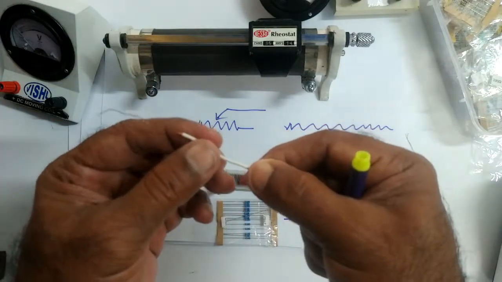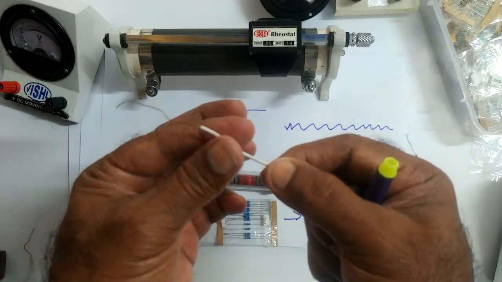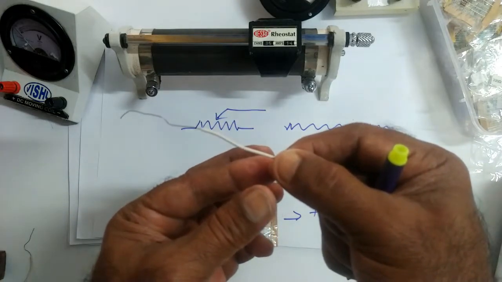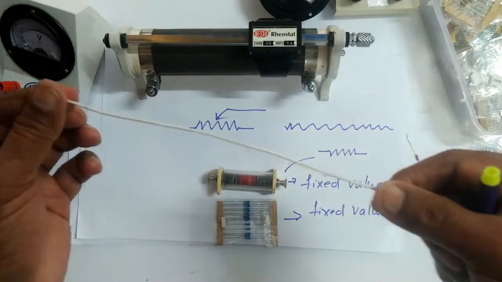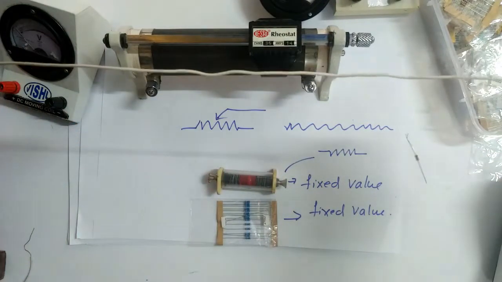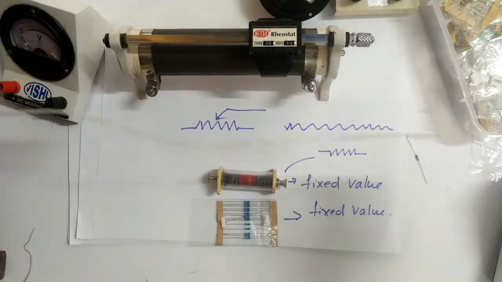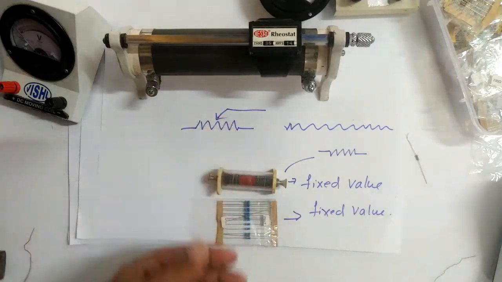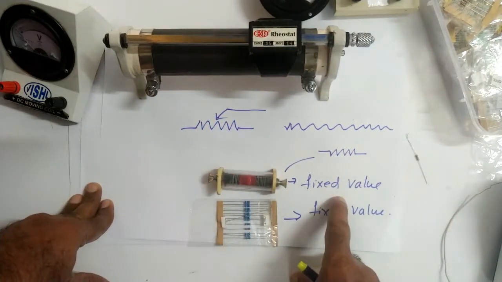In the same way, if there is a thick wire, then it is easy for the current to flow. The resistance will reduce. But a lengthier wire has more resistance. So I hope you have understood what is the variable resistance and what is the fixed resistance.